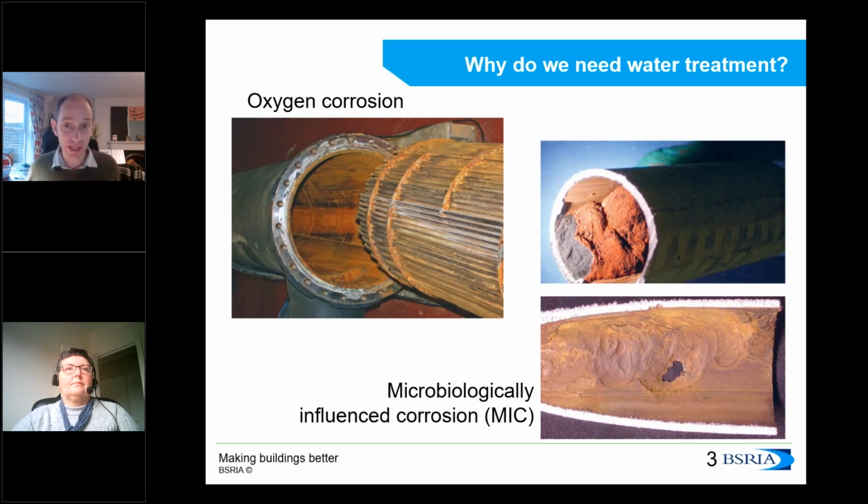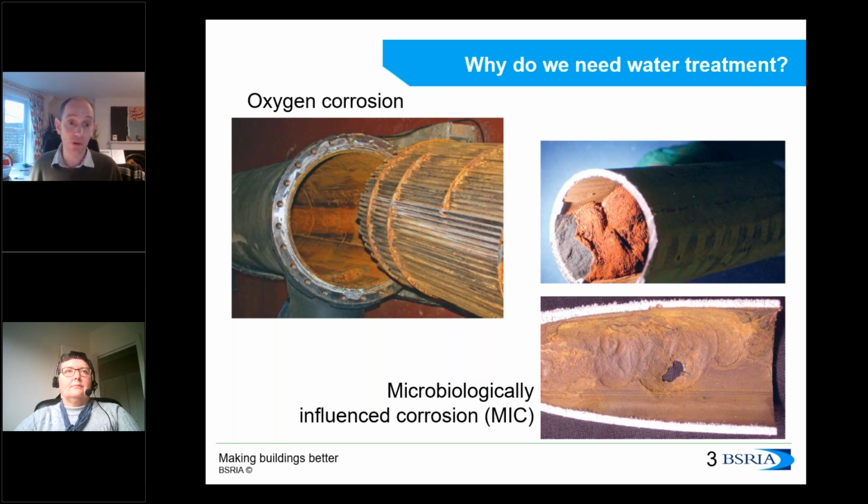And just to set the context, this is why we need some form of water treatment, whatever form that is, in any system. The first and most obvious reason is oxygen corrosion. And to put it in a very basic scientific fashion, water plus oxygen plus iron is going to give you corrosion. Same applies to some other metals as well. So here we've got an example of a shell and tube heat exchanger that appears to have had quite a lot of corrosion on the shell and the tubes themselves.